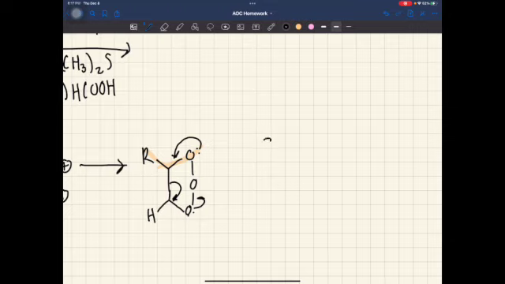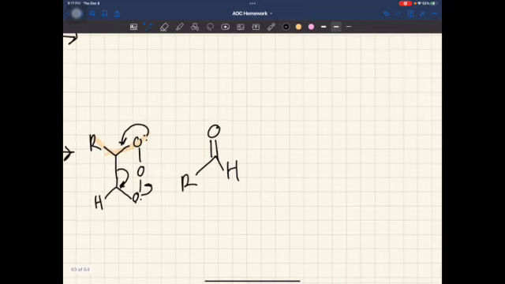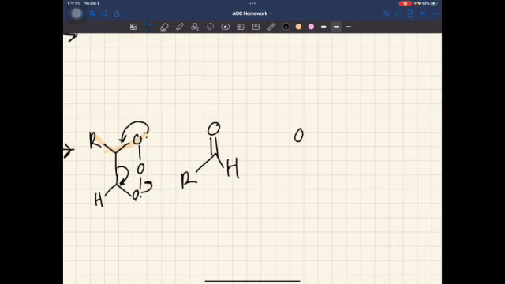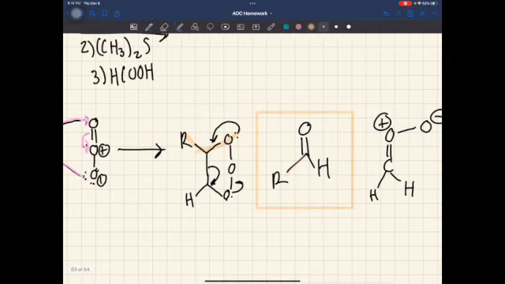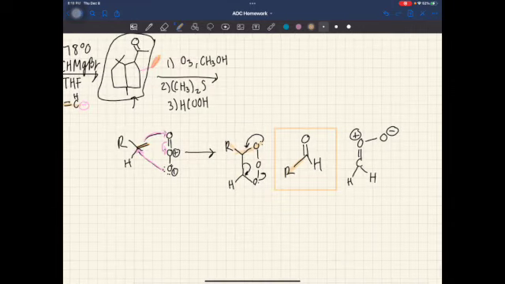So what we're making is our aldehyde, and its byproduct is this carbon connected to the oxygen. So right here it would look like this. However, we still have that O minus, but this is the product that we are looking for. And this R group again is the structure.